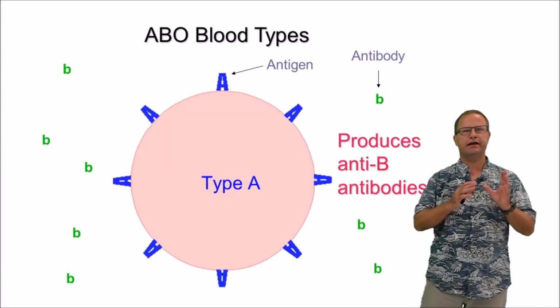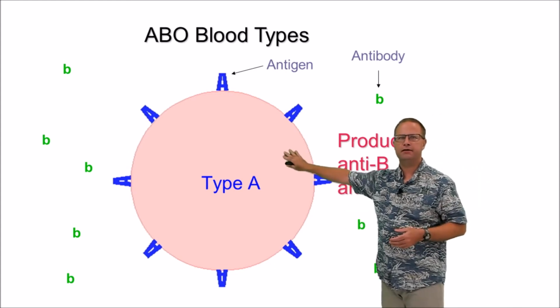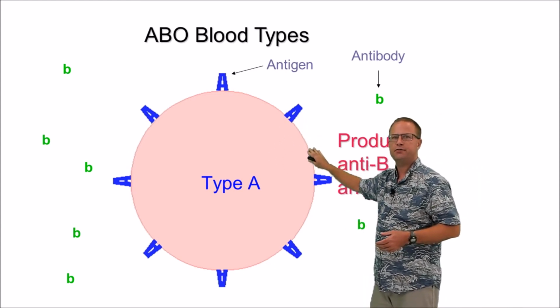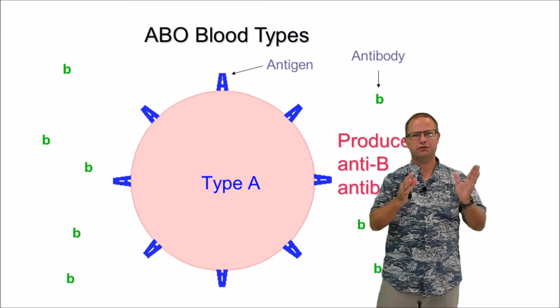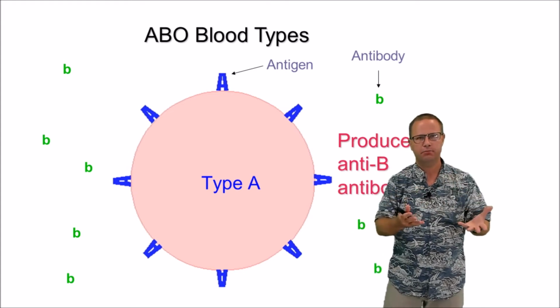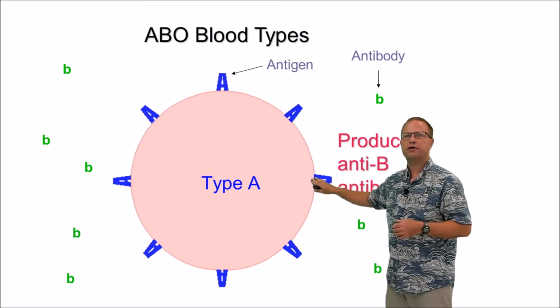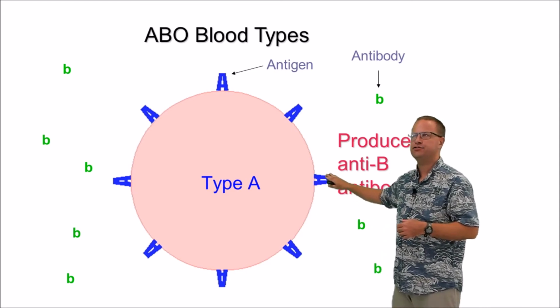All right, so let's look at an example. This person has type A blood, and that means that their red blood cells, erythrocytes, have type A antigens on the surface. Now, really, the antigens don't look like giant A's. That's just there for illustrative purposes. Now, remember the rule. We're going to make antibodies to all the antigens we do not have.